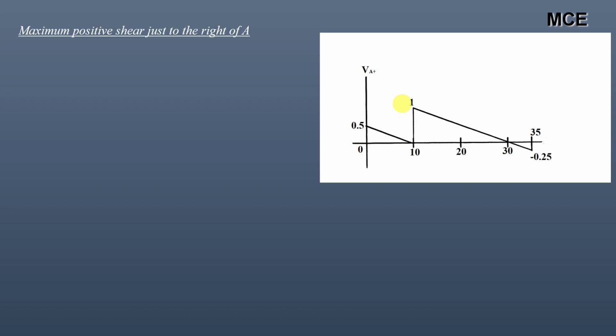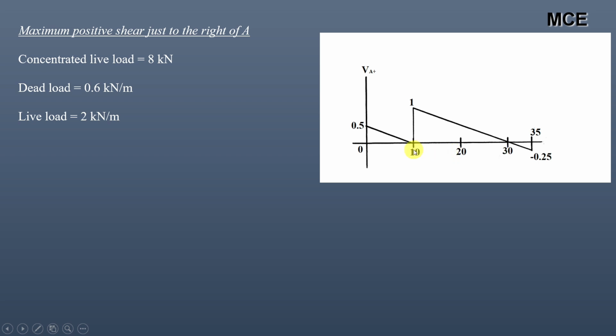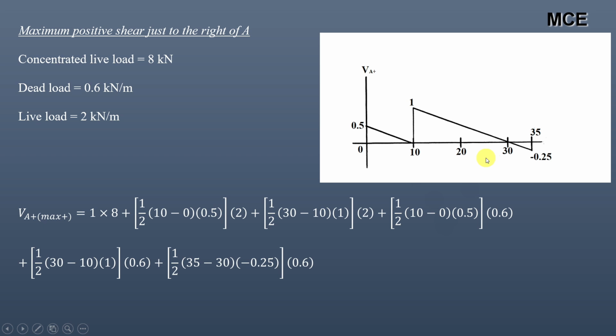Now to get the maximum positive shear just to the right of A, you will place the concentrated live load at 10 meter, because the maximum positive ordinate is at 10 meter. The dead load is placed throughout the length of the beam, and the live load you will place in this portion, that is from 0 to 10 and 10 to 30, because this portion of the ILD is positive and this portion is negative from 30 to 35.